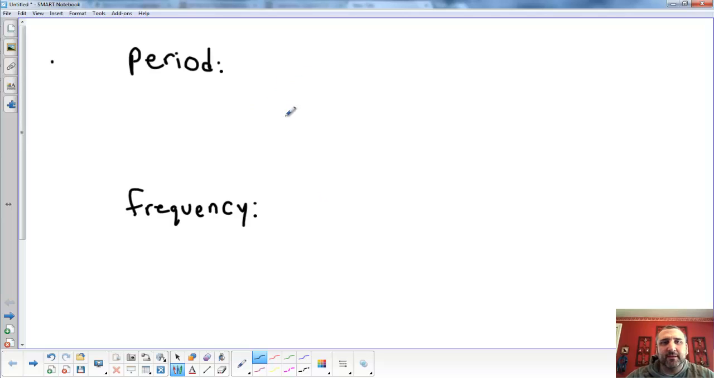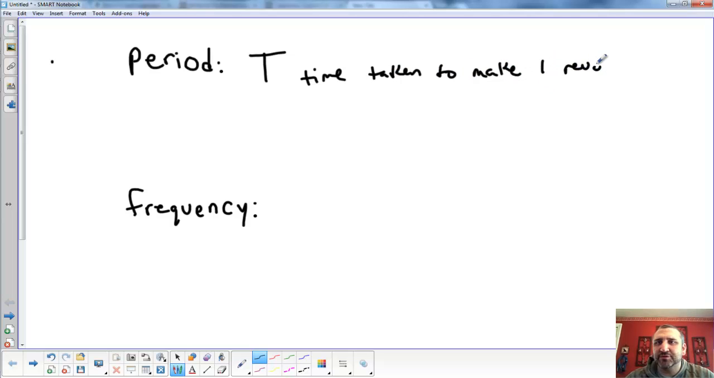The period is what we really care about when we're talking about uniform circulation. And the period is, as I say in class, that special amount of time. So it's abbreviated capital T as opposed to a lowercase t. So the time taken by an object to make one revolution. So that is to go around exactly one time.